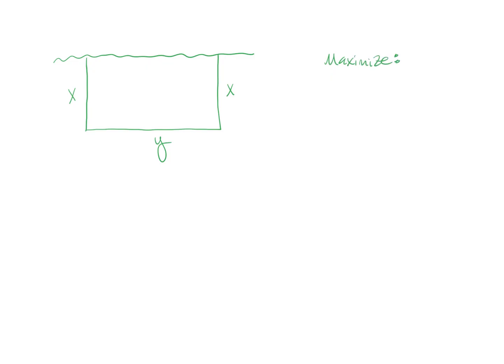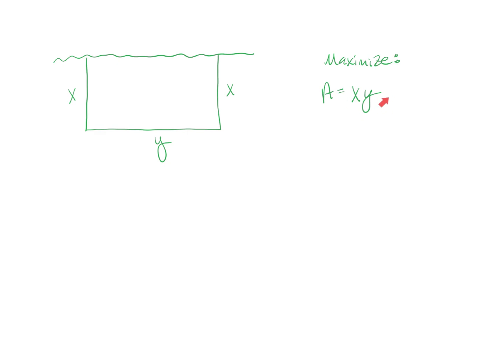So let's draw a picture. So we've got the river, and I don't know how far out I need to come. We'll call it X. Okay, and then we have this third dimension, Y. Okay, so I want to maximize the area of the corral, which is X times Y. But I have too many variables, right? X times Y, that's too many variables.